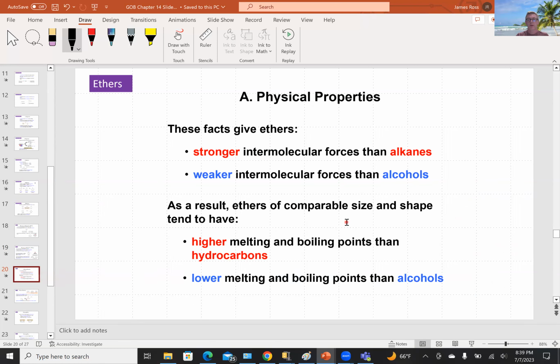This just summarizes what I believe we've just said about some physical properties. Definitely stronger intermolecular forces than alkanes due to the oxygen atom present. Definitely weaker than alcohols due to the lack of hydrogen bonding, because there's no hydrogen directly bonded to the oxygen. It's only carbon directly bonded to the oxygen. Similar shape to water because of that bent structure, the single bonds around oxygen. So they would definitely have dipole-dipole forces, and that will raise the physical properties.